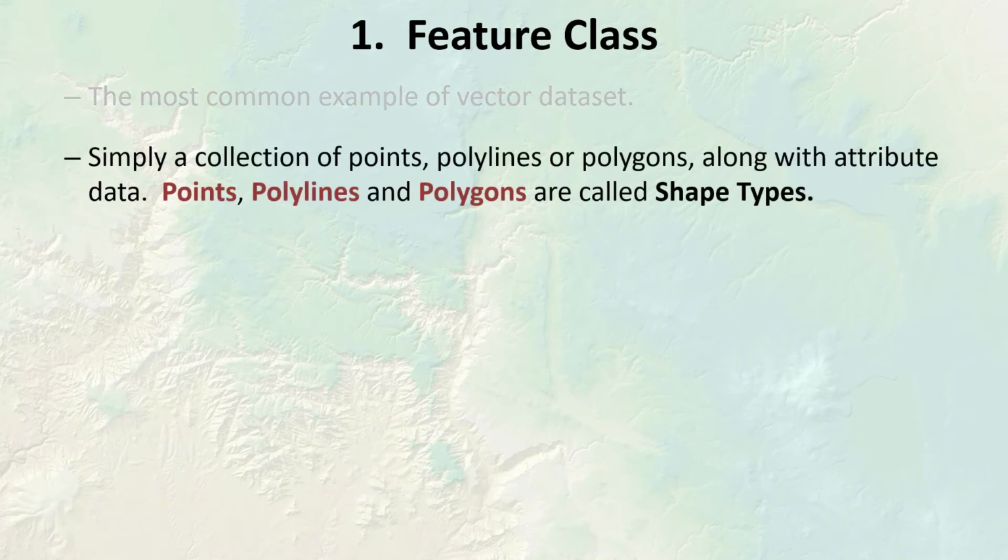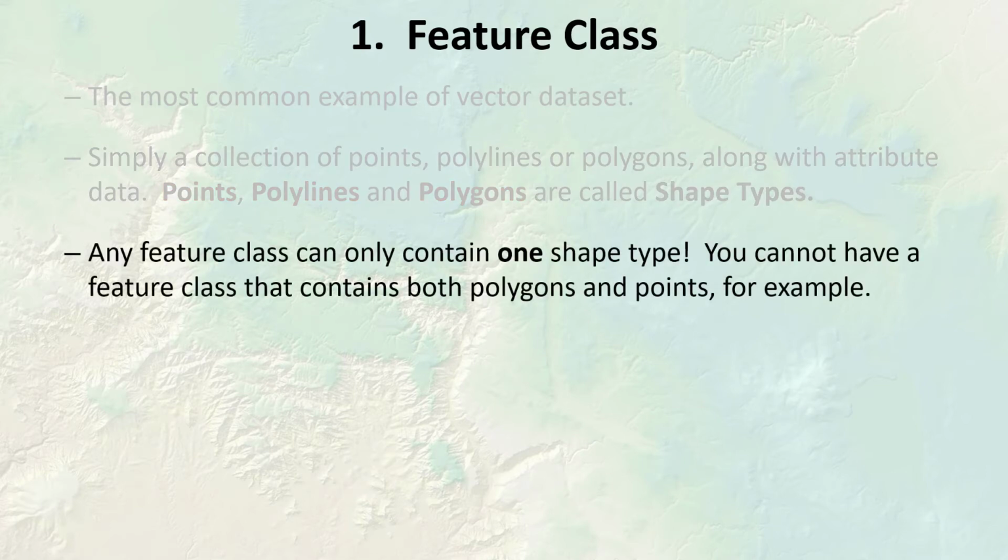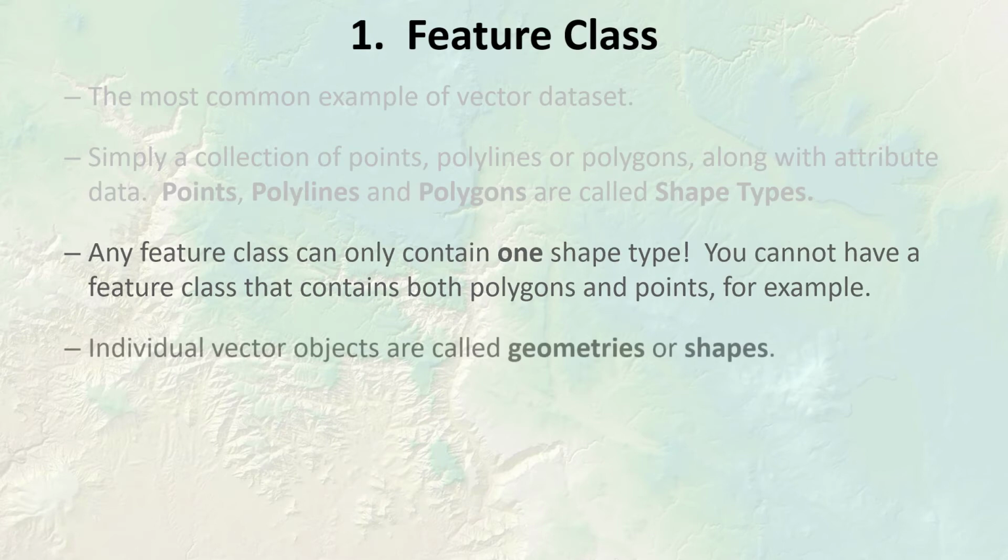Now these are simply a collection of points, lines, or polygons along with attribute data. Now the points, polylines, and polygons, these are called shape types. Any single feature class can only contain a single shape type. So if you have a feature class, it's going to be all points, all polylines, or all polygons. You're not going to mix them up. There's actually another shape type that I'll show you in a second, but it's fairly uncommon and we're not going to work with it.